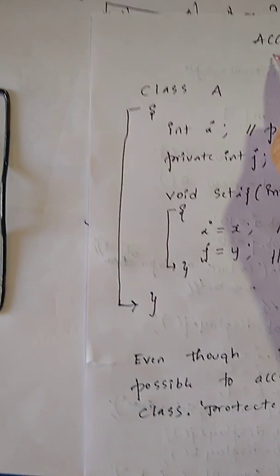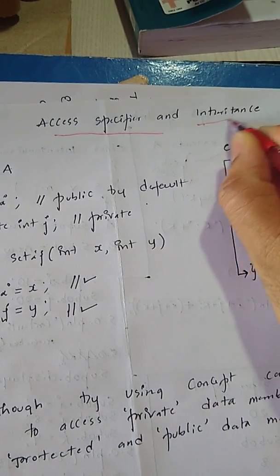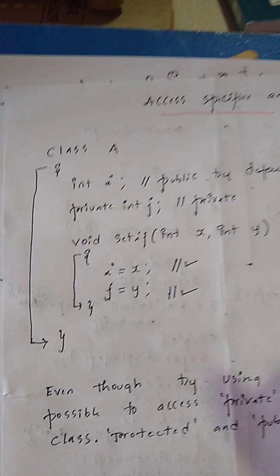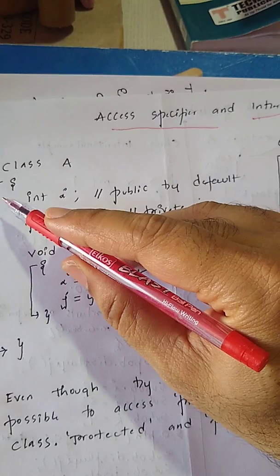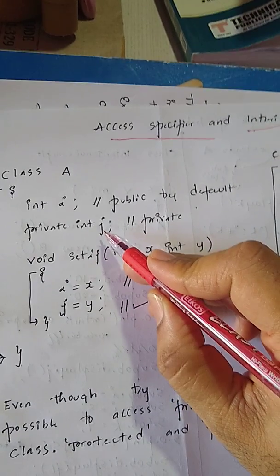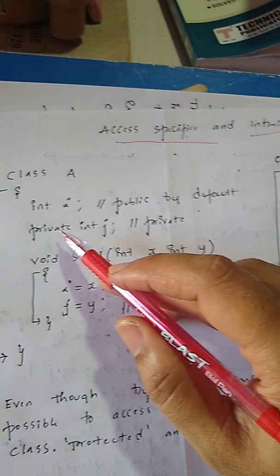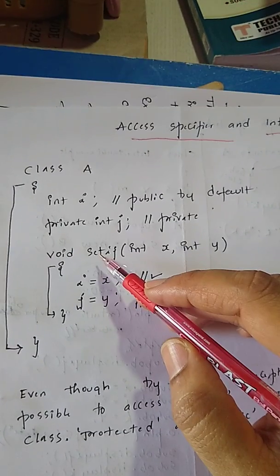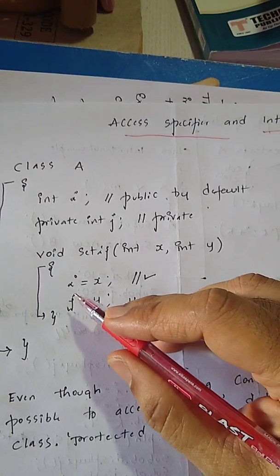So now in the same video I am going to explain one more concept: access specifier and inheritance. Okay, access specifier and inheritance. For that I have taken a class with the name A with one data member i. Since I have not specified anything, by default it's public. I have taken one more data member j, but for that I am using the access specifier private. Now there is one member function with the name set ij, passing parameters. The parameters will be assigned to data members ij.